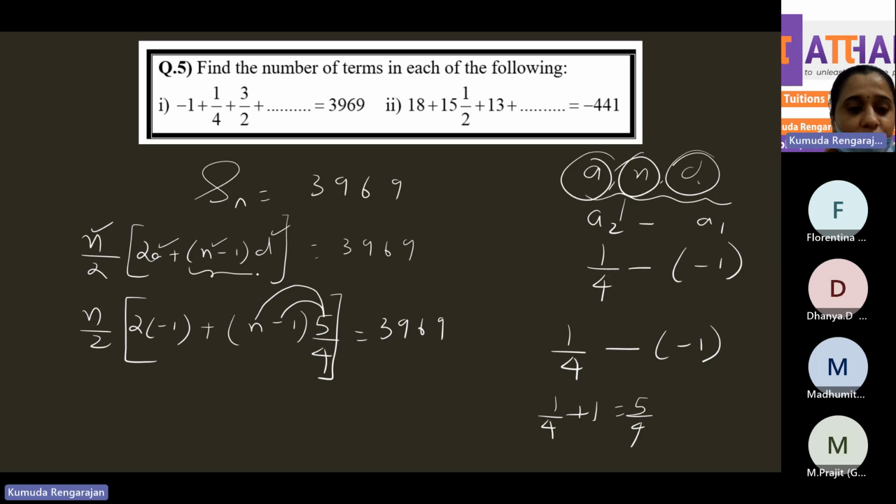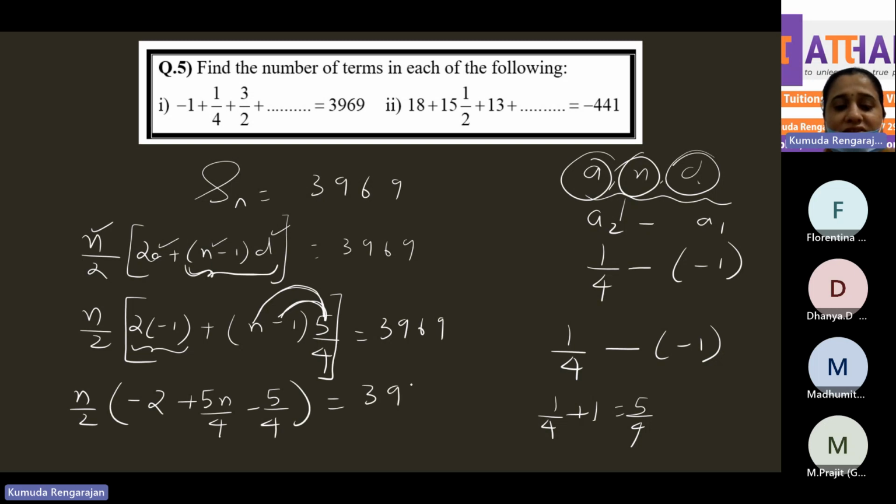See, this is n minus 1 into d. So you need to multiply this. N into 5 by 4 minus 1 into 5 by 4. And here 2 into minus 1 is minus 2. So n by 2 of minus 2 plus 5n by 4 minus 5 by 4 is equal to 3969. Now you can simplify these two.